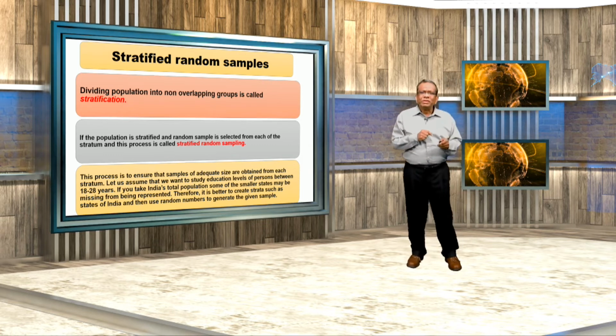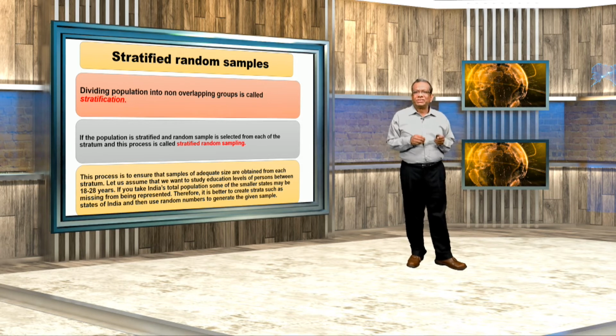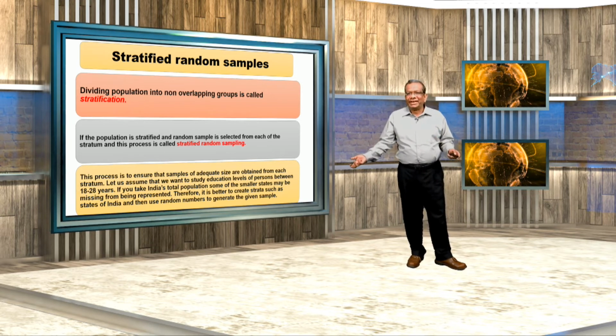Let us assume that we want to study education levels of persons between 18 and 28 in our country. If you take India's total population, some of the smaller states may be missing from being represented. Therefore, it is better to create strata such as the states of India and then use random samples to generate the given sample.